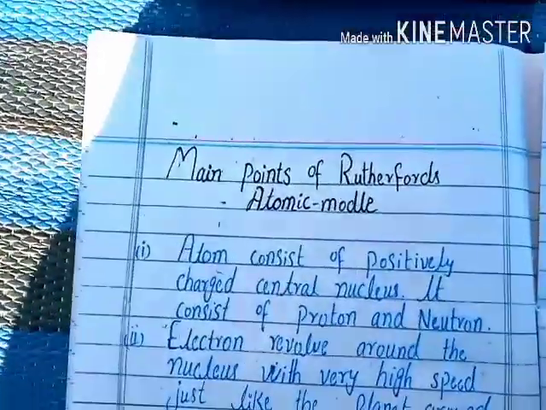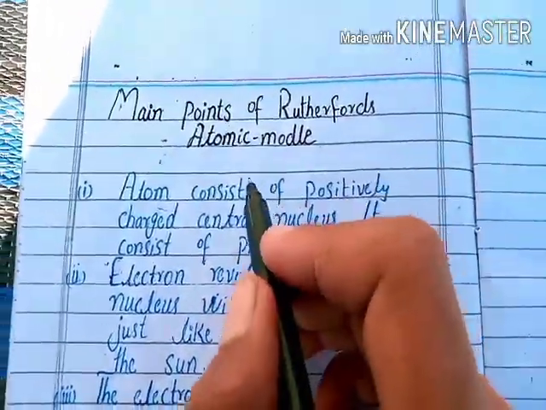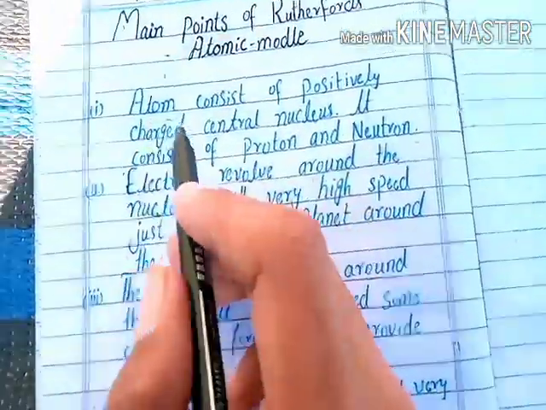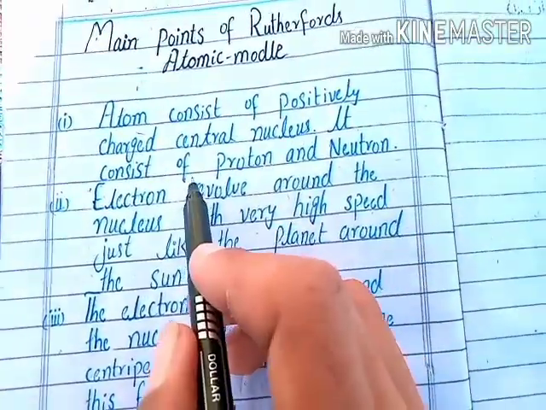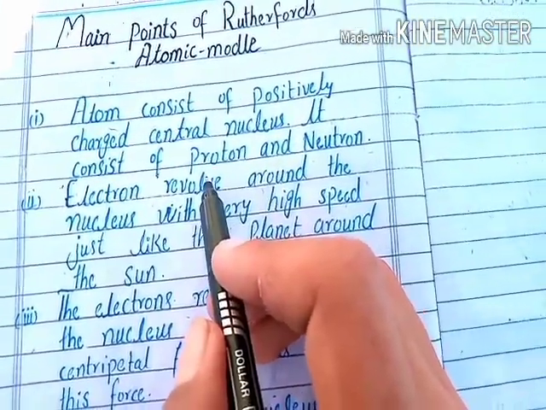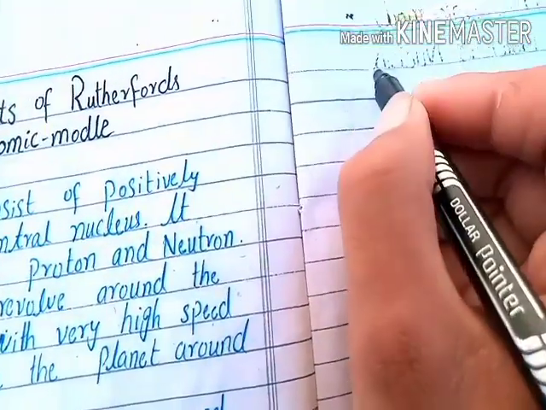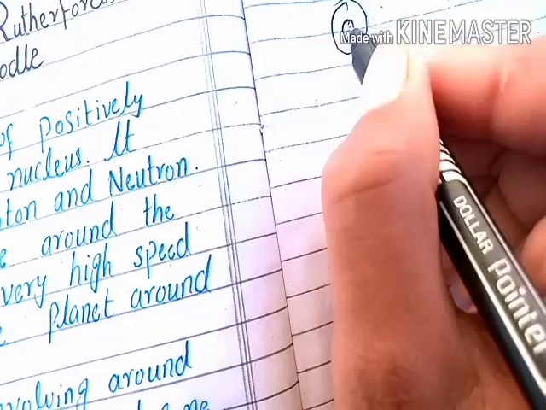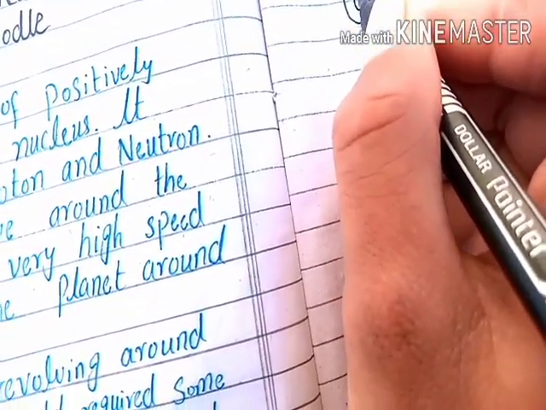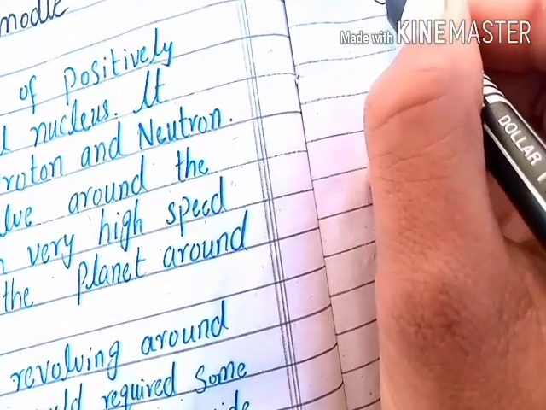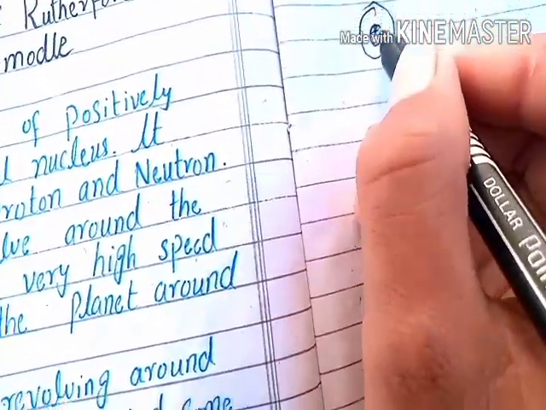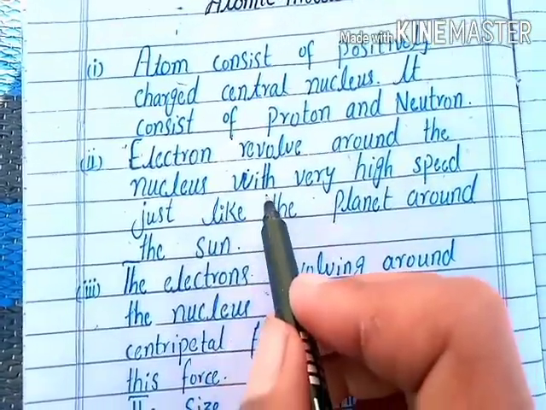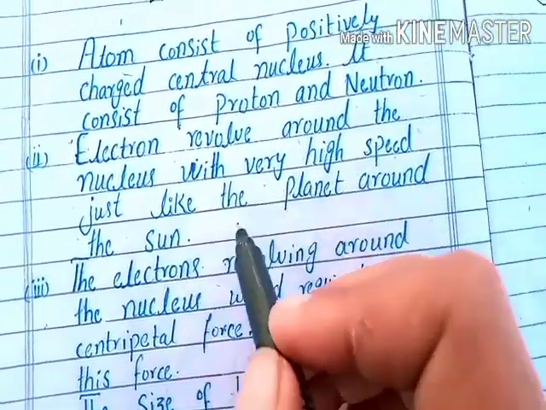Next, there are many main points about the atomic models. So I am going to conclude these one by one. First, the atom consists of a positively charged central nucleus. It consists of protons and neutrons. He said that this is the atom. So it consists of a nucleus which contains positively charged particles, which are protons, and some neutral particles, which are neutrons. Secondly, electrons revolve around the nucleus with very high speed, just like the planets around the sun.